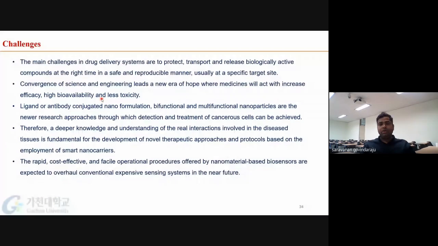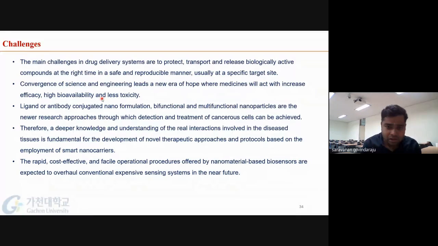Therefore, deeper knowledge and understanding of the real interactions involved in diseased tissues is fundamental for the development of novel therapeutic approaches and protocols based on the employment of smart nano carriers. Last week I saw one new invention. They are tracking and delivering the drug by using nano pills. That is also one recent advanced technique: we can track where the cancer cell is, and after tracking we can deliver the drug at the same time. It already existed, but there is an update from a Korean company.